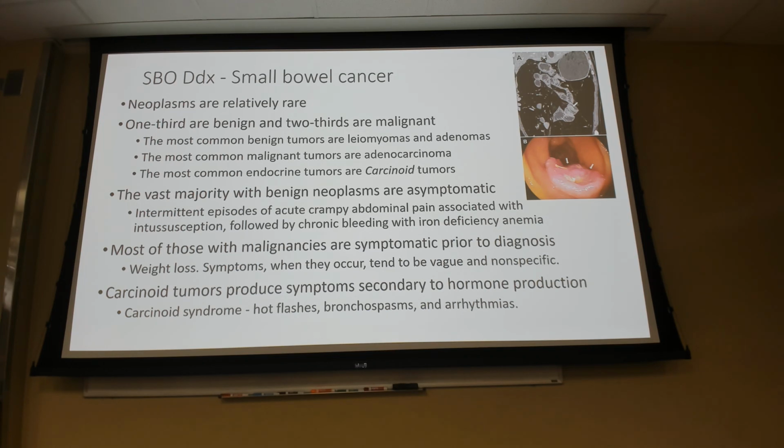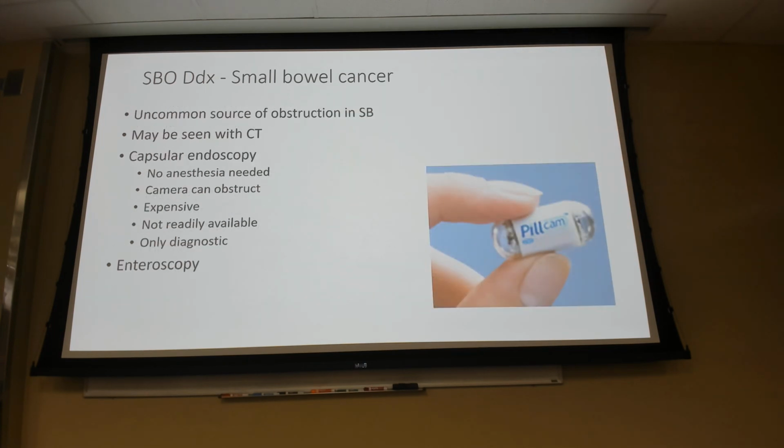And then if they have that carcinoid tumor, they may have other symptoms that are more sympathetic related, like hot flashes, bronchospasms, arrhythmia. So you always have to consider that if they're having additional symptoms with it that we typically wouldn't associate with some sort of bowel cancer. But it's always good to keep it on your differential.